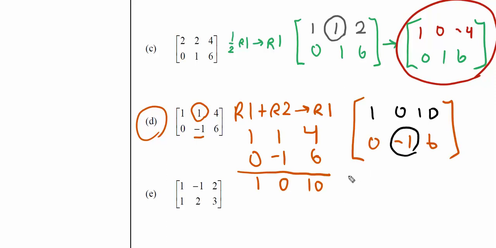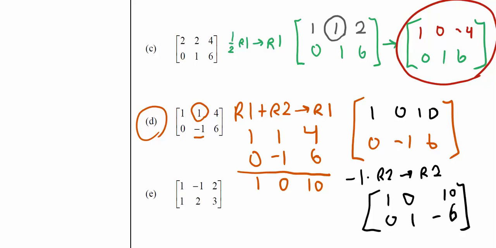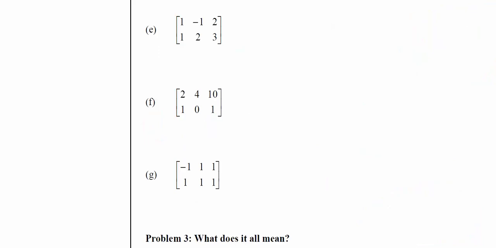To get this negative 1 to become a 1, we would multiply negative 1 to row 2 and put it back into row 2. Doing that, of course, changes these signs. So this will become a negative 0, a positive 1, and a negative 6. And this is our final answer. Not bad, right? Not bad.